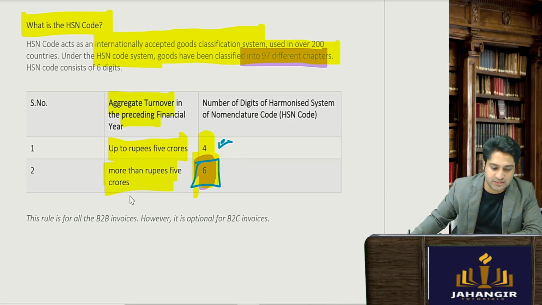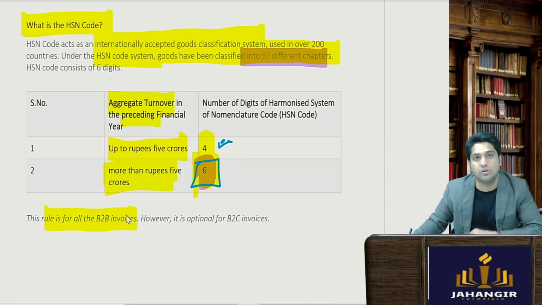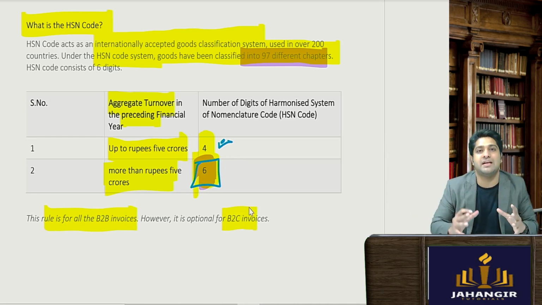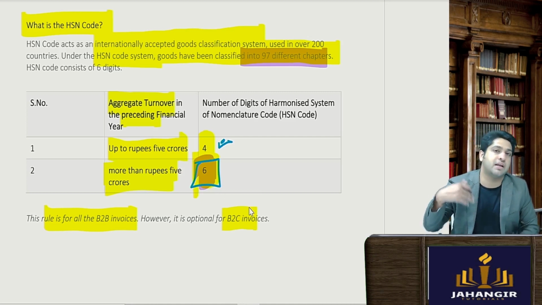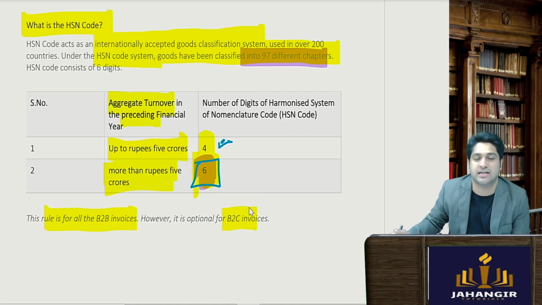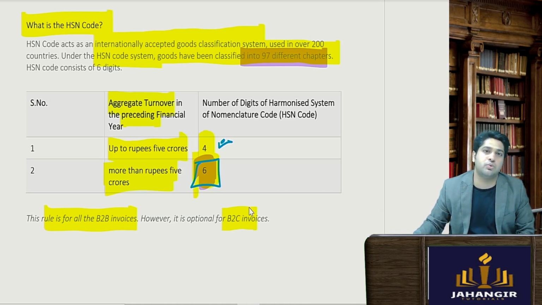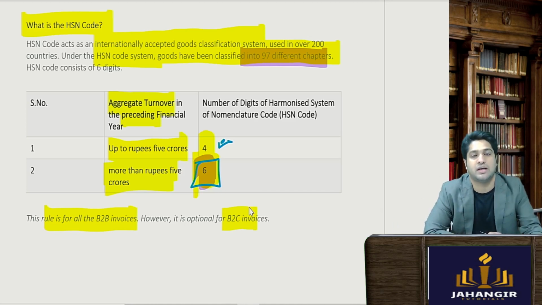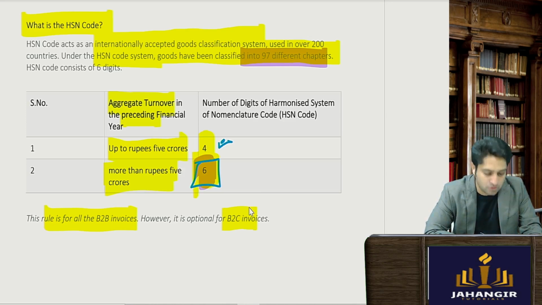Now this is applicable for B2B transactions and not for B2C transactions. So you have to mandatorily show the HSN code for B2B transactions. Up to 5 crores turnover हो तो 4 digits बताओगे चलेगा, but अगर तुम बड़े player हो like Reliance, Tatas etc, then you will have to show all 6 digits of the HSN code in B2B transactions.